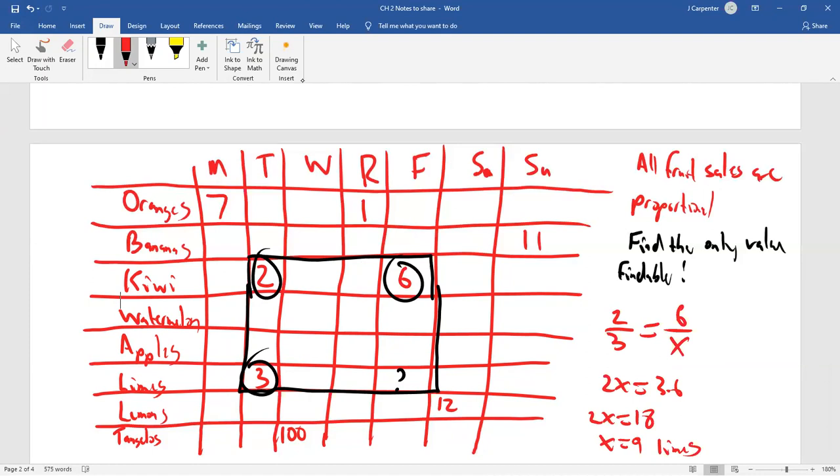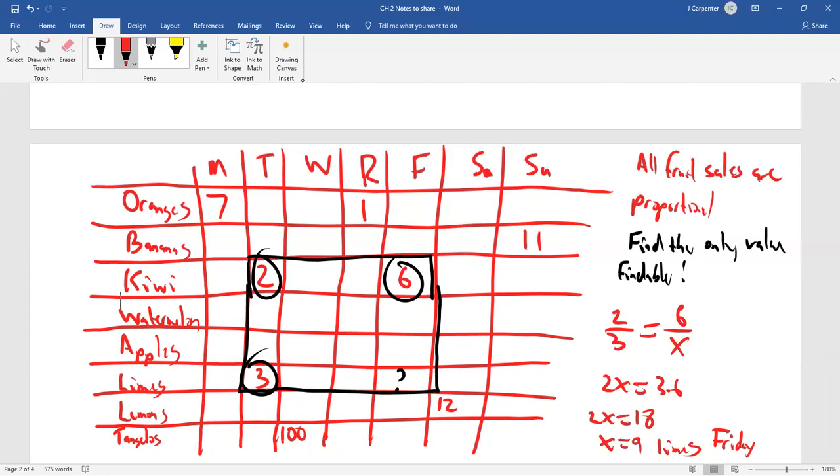So this store sold 2 kiwis on Tuesday, 6 kiwis on Friday, 3 limes on Tuesday, and using that information, we're able to deduce, since we were told these fruit sales were proportional, that the number of limes sold on Friday is 9. And that really is the only other thing we can find from that table.